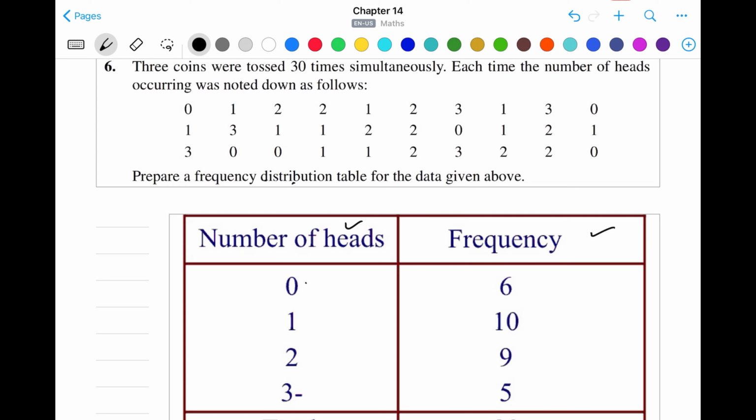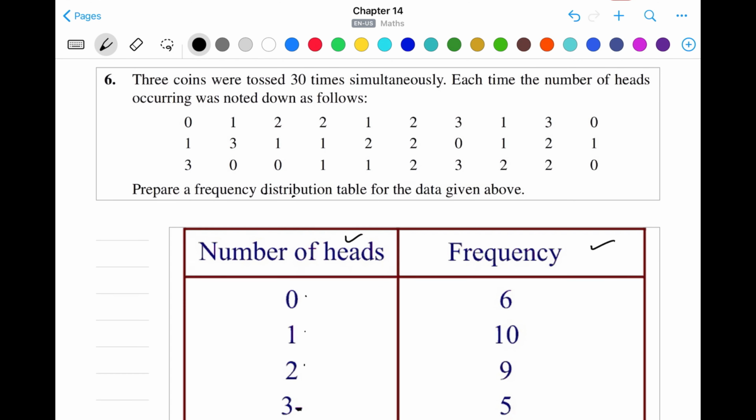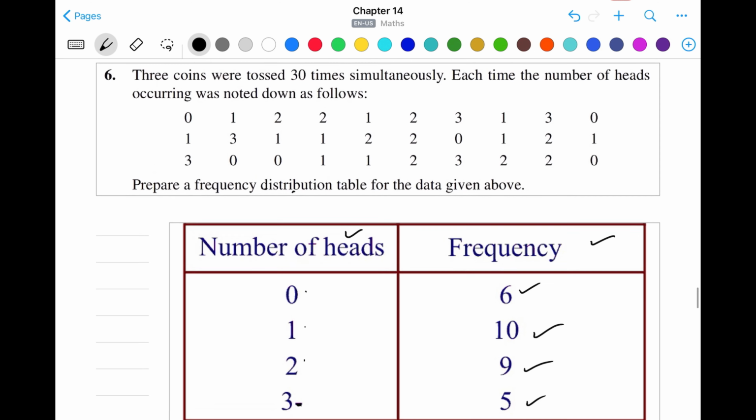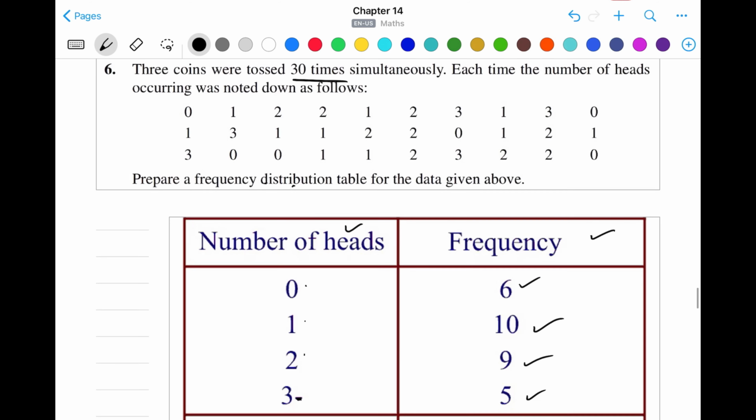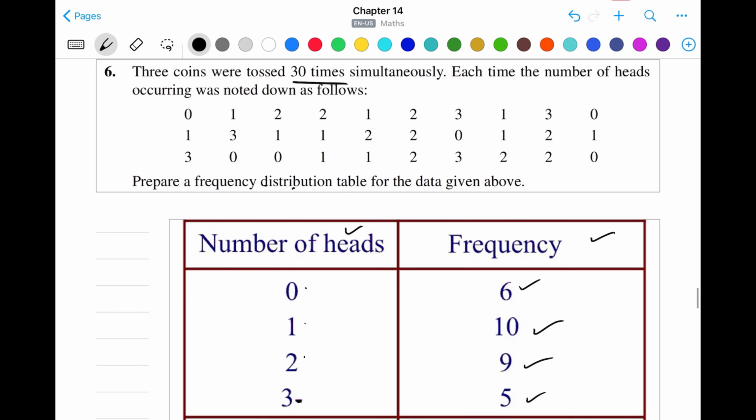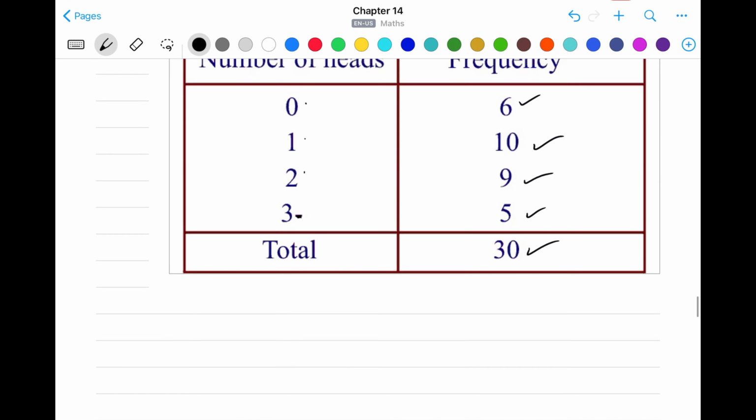Heads and their frequency. Number of heads is 0, 1, 2 and 3. So we got 0 heads 6 times, 1 head 10 times, 2 heads 9 times and all 3 heads 5 times. When you add all these you will get the total as 30, as the number of coin tosses is also 30. We were not asked to draw any conclusion from here, just to draw this frequency distribution table. That's the answer for question number 6. Now moving to the next question.